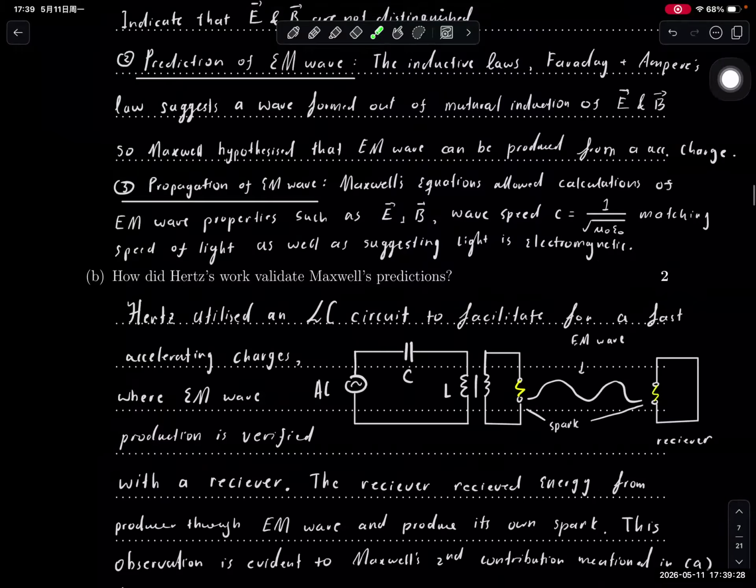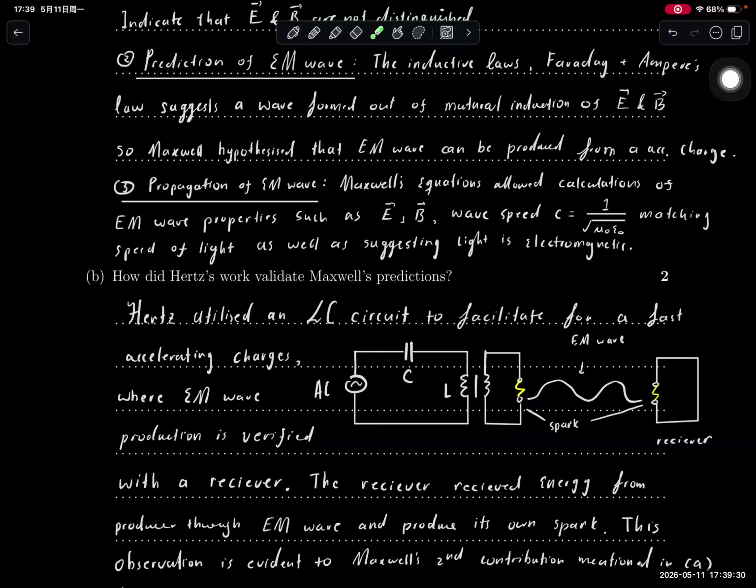Question B: how was Hertz's work able to validate Maxwell's predictions? We had this AC power source to create this accelerating charge, and then we have this electromagnetic wave forming a standing wave. So sort of justify that.